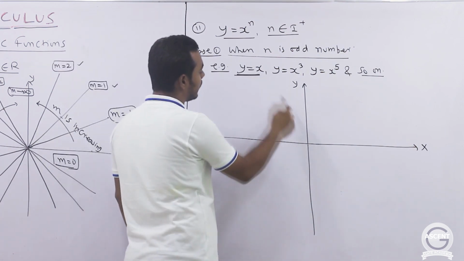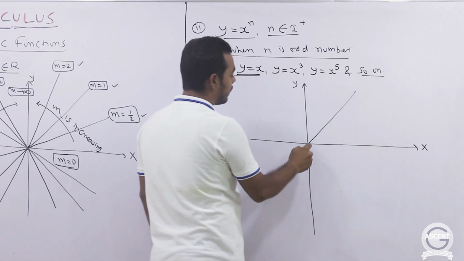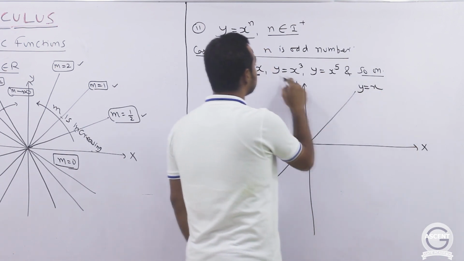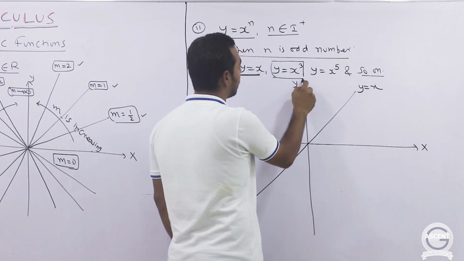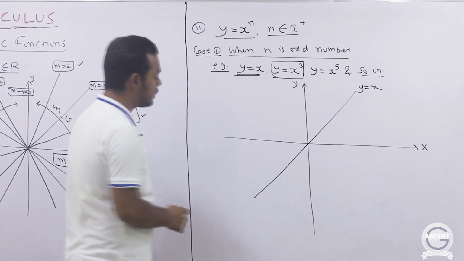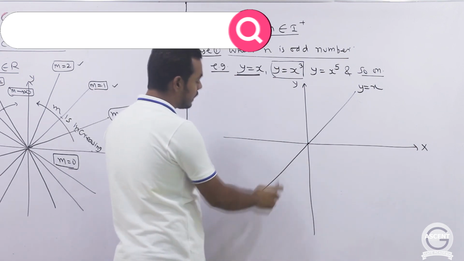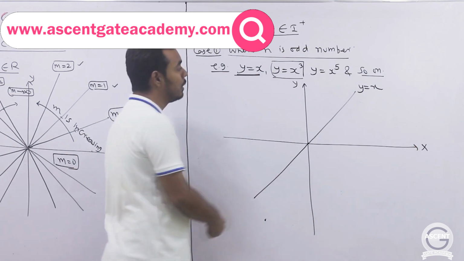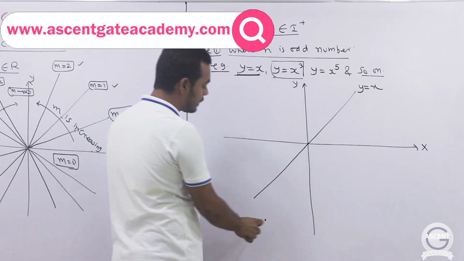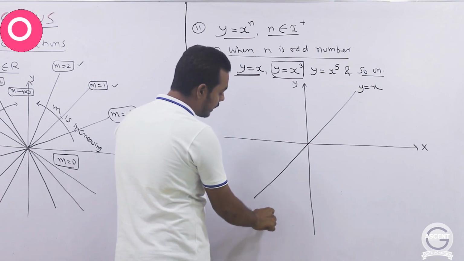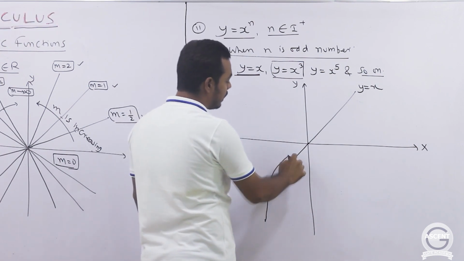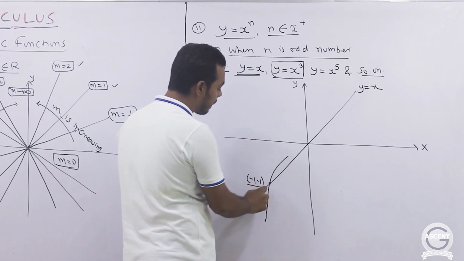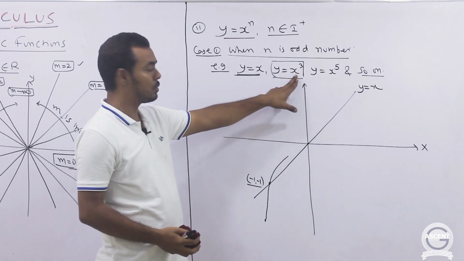For y equals x, this will be simply a straight line passing through the origin. This will be your line y equals x. Next is the graph of y equals x cube. The nature will be something like this. It will start from minus infinity, in the third quadrant. When x is minus infinity, y will be minus infinity, and as x is increased, the value of y will increase. It will cross this line at this particular point, minus 1, minus 1.